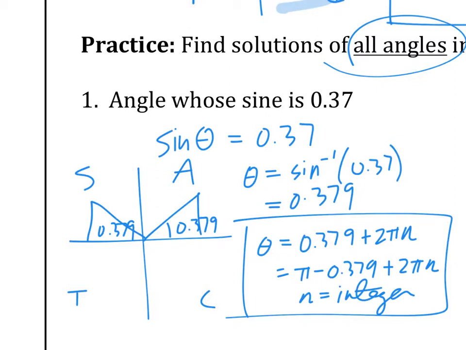Yes, but remember 2 pi is just part of this, so it doesn't really matter. You just had an extra 2 pi. The 2 pi doesn't matter because it just means go around another revolution. So is it okay if you had that? It's fine. It's just redundant.